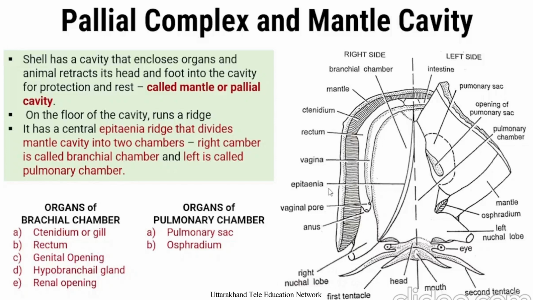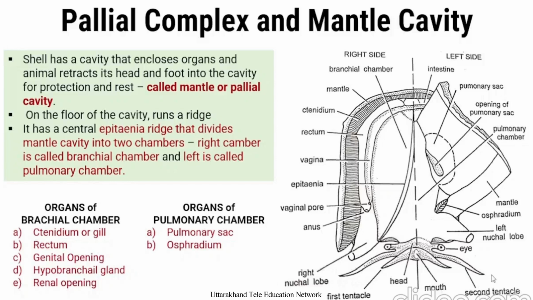Then there is the renal opening, which is the anterior chamber of the renal organ, projecting in the branchial chamber as a small area of reddish color. Here we cannot see the reddish color, but it is reddish near the posterior termination of the epitenia, and its external opening is like a transversely oblique slit situated in a shallow depression.